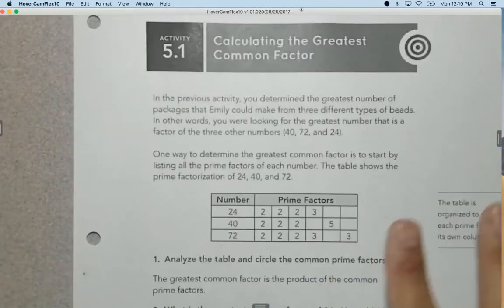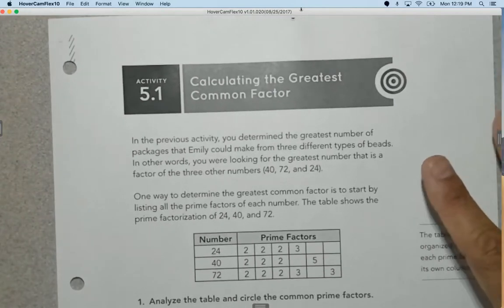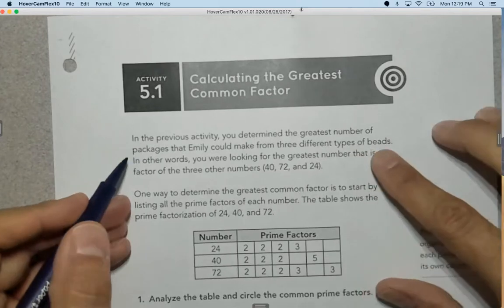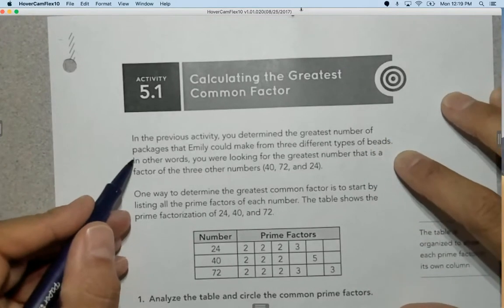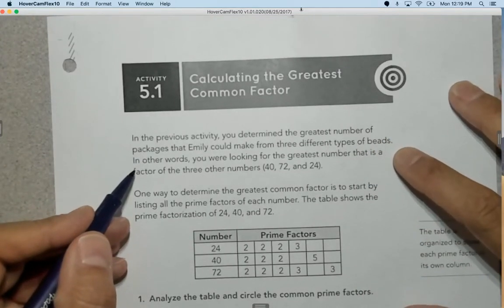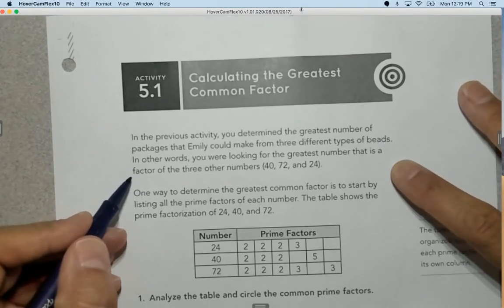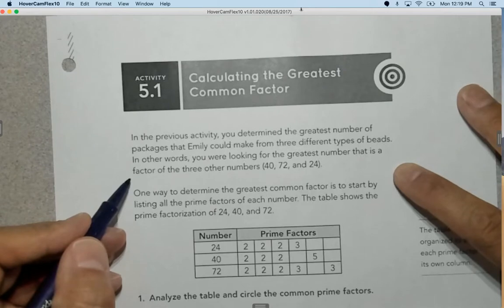All right, activity 5.1, calculating the greatest common factor. In the previous activity, you determined the greatest number of packages that Emily could make from 3 different types of beads. In other words, you were looking for the greatest number that is a factor of the 3 other numbers, 40, 72, and 24, and that's what we did.